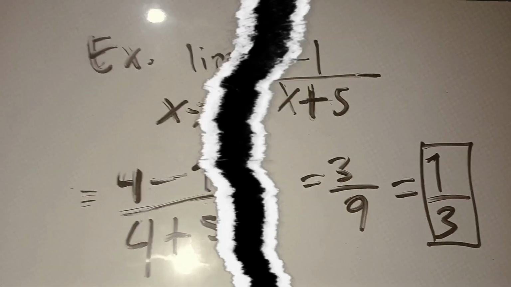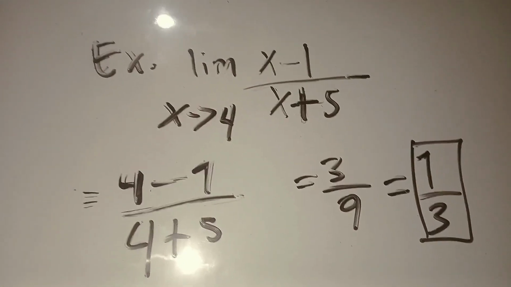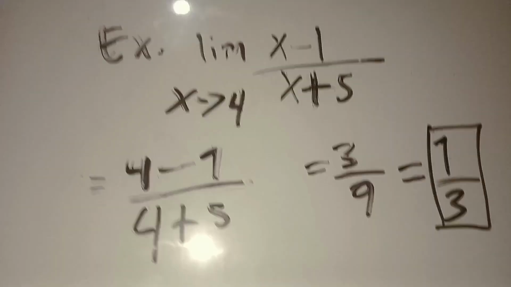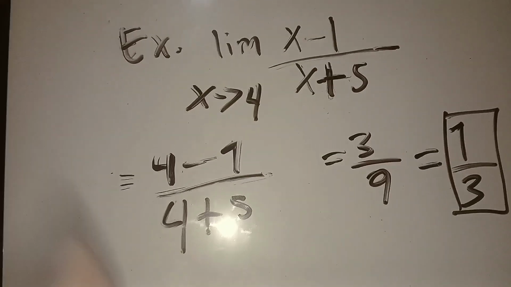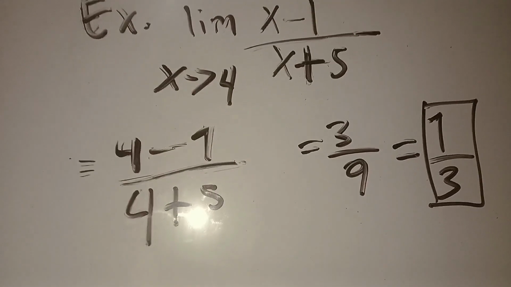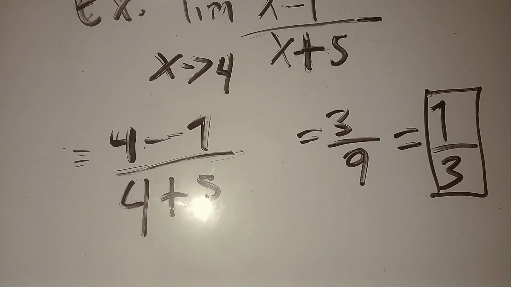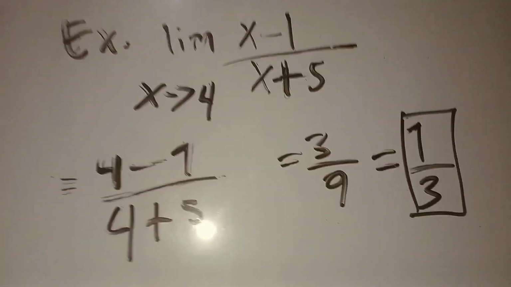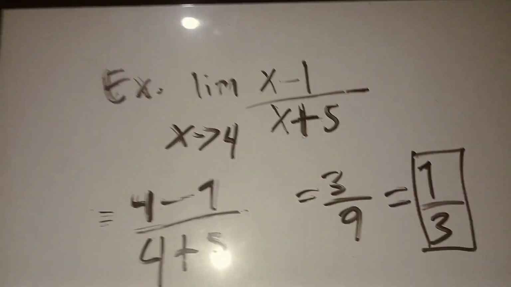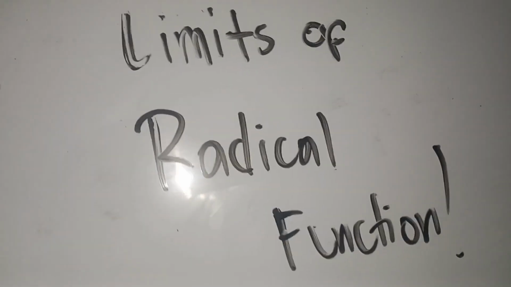For example, the limit of x minus 1 over x plus 5 as x approaches 4. Since dito, sinubstitute lang natin lahat ng x, which is yung 4. And then lumabas na ang denominator natin is not equal to 0, which means we can easily find the limit by substituting it.